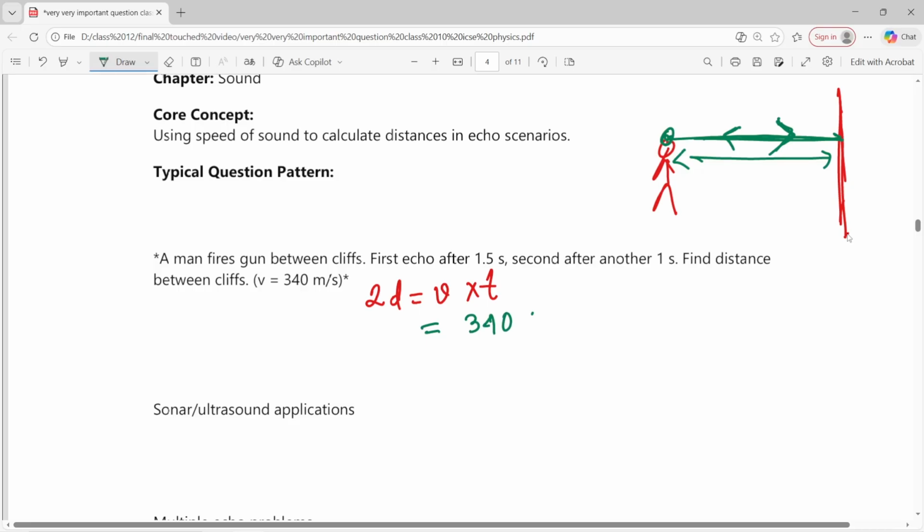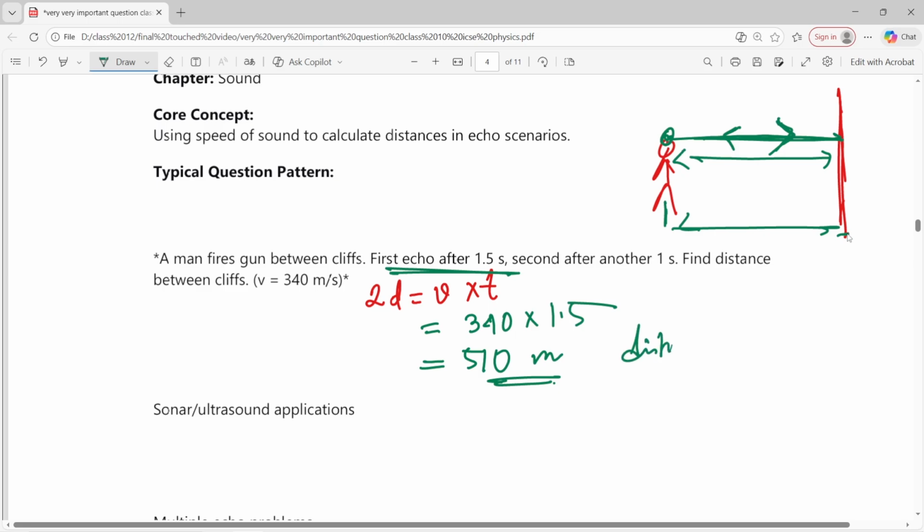So that means 340 into 1.5 seconds for the first echo. So we get 510 meter distance. And the man to that obstacle is half of this distance, so the distance is 510 by 2, that is 255 meter.